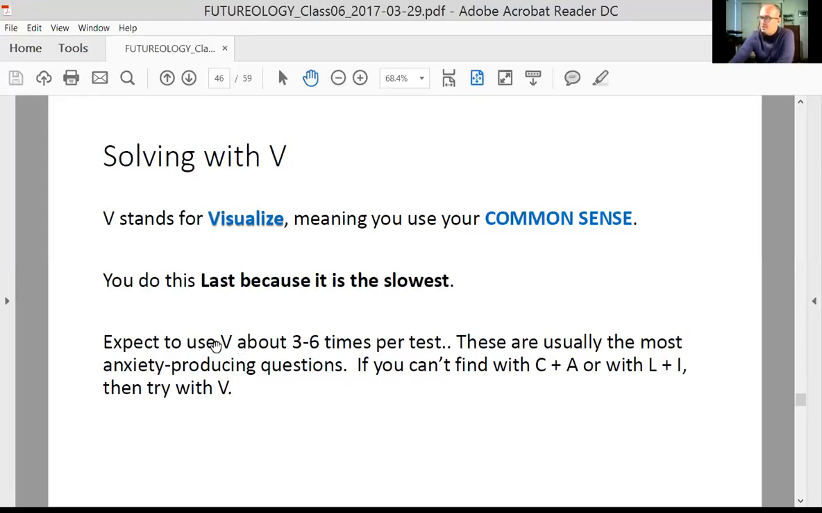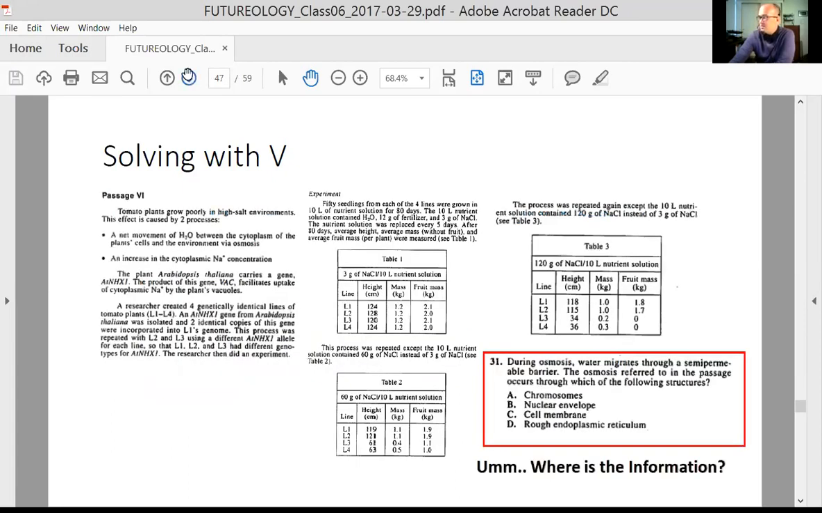You should expect to use the V in CALI V about 3 to 6 times per test. And these questions tend to be the most anxiety producing for students. That's why you want to do them last. You're going to SFL them, you're going to save for later, and you're going to give them your best shot when you come around at the end of the passage. So let's go through an example.